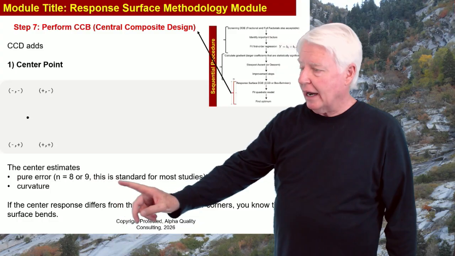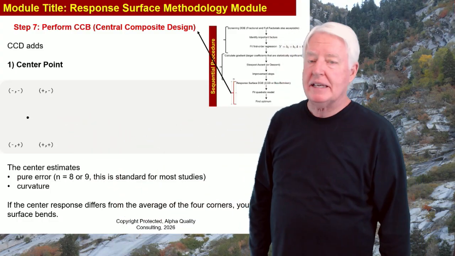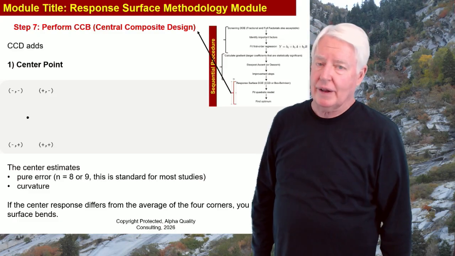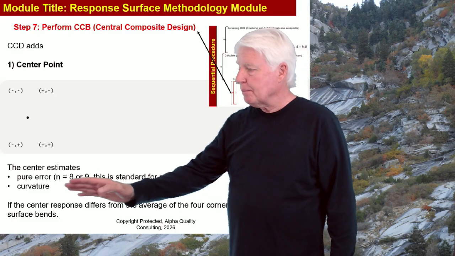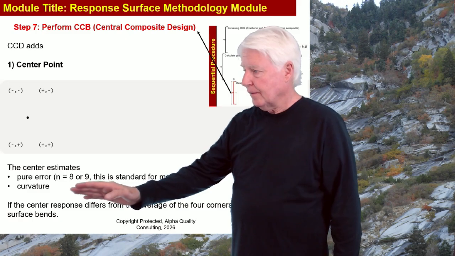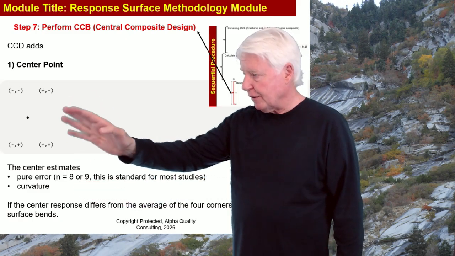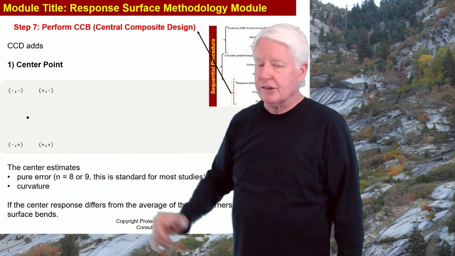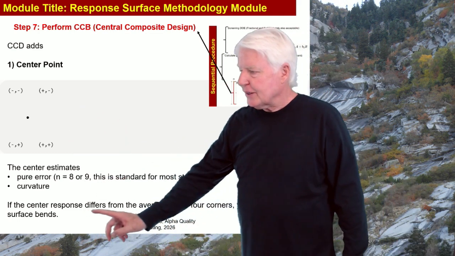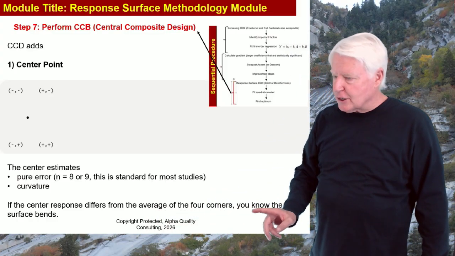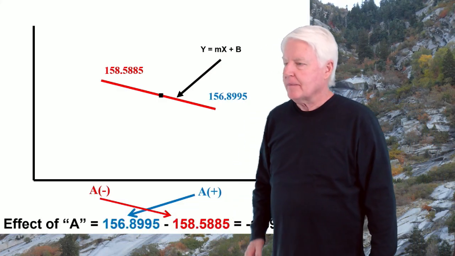N equals 8 or 9. This is the standard for most studies. So this center point, you may repeat it 8 or 9 times because I want to know the error involved. And it also comes up with the curvature, because you can predict what that value will be if there's no curvature. And if you find out it doesn't equal that, you know there's curvature. That's how it works. It's pretty simple, really. If the center response differs from the average of the 4 corners, you know the surface bends.